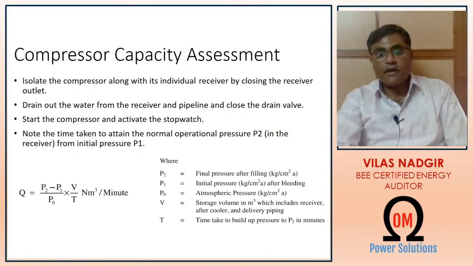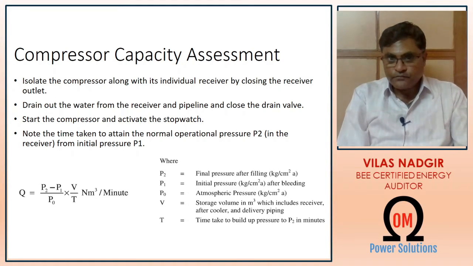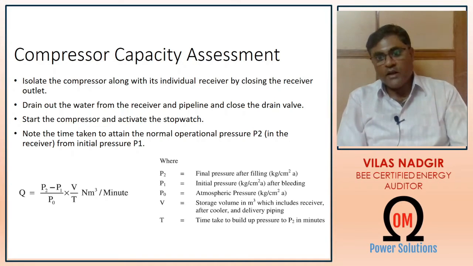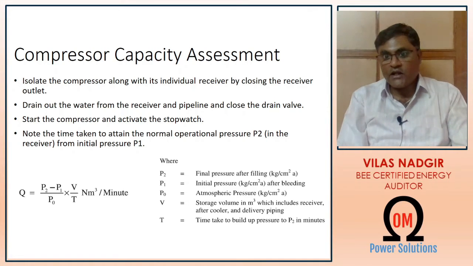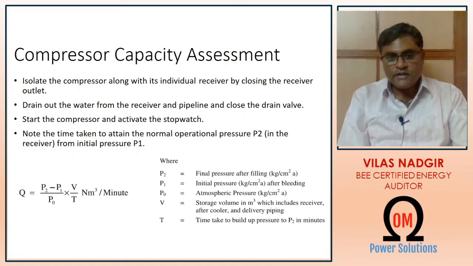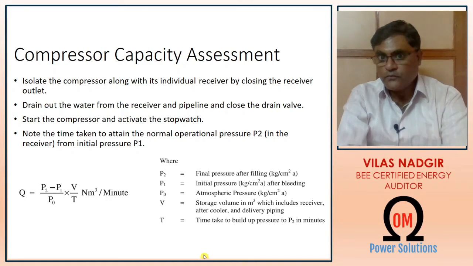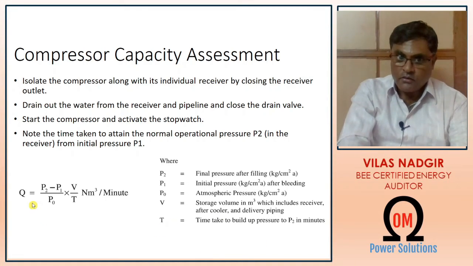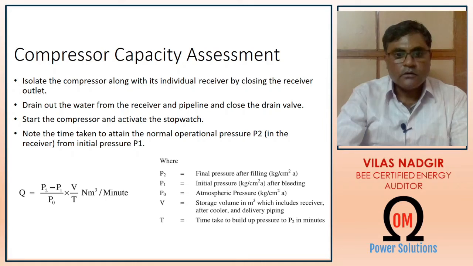Then coming to the compressor capacity, this is the testing procedure. Isolate the compressor along with its individual receiver by closing the receiver outlet. Drain out the water from the receiver and pipeline and close the drain valve. Start the compressor and activate the stopwatch. Note the time taken to attain the normal operational pressure P2 from initial pressure P1. And after noting down all these parameters, just put the values in this equation and you will finally get the value in meter cube per minute.